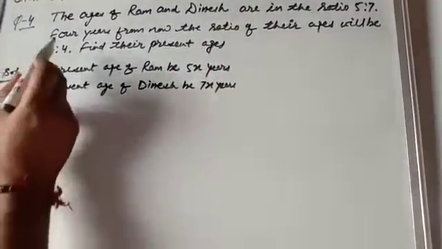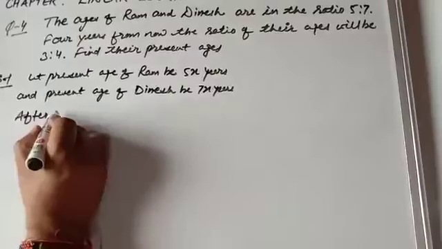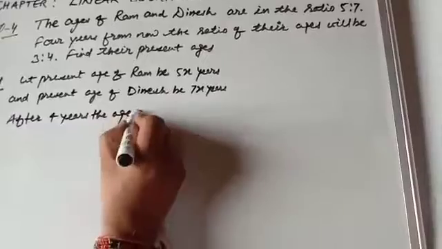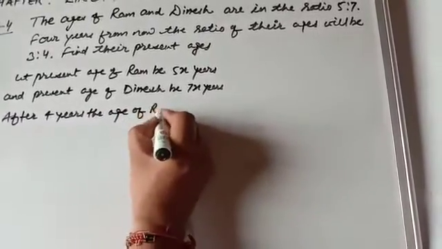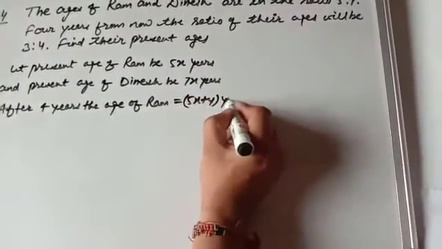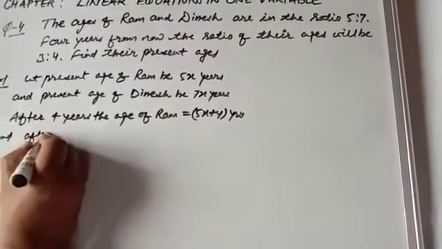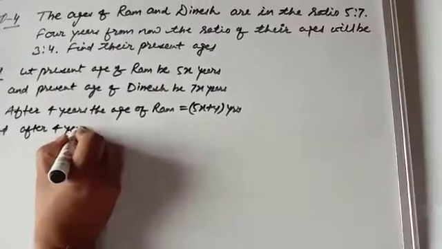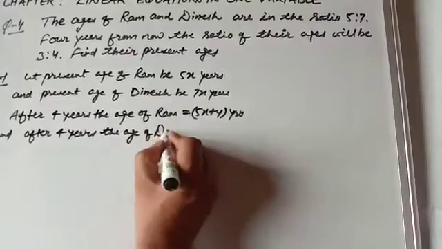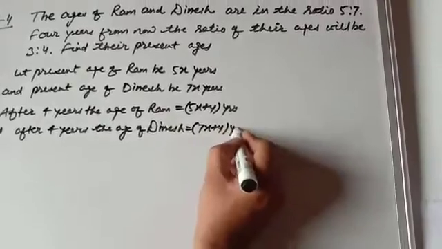Now 4 years from now, after 4 years, the age of Ram is equal to 5x plus 4 years, and after 4 years, the age of Dinesh is equal to 7x plus 4 years.